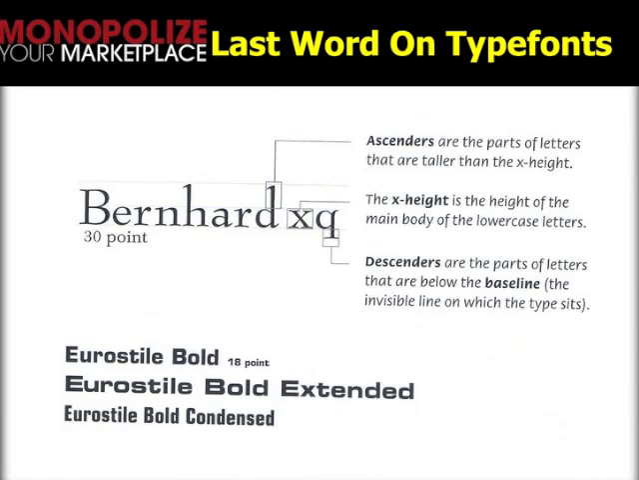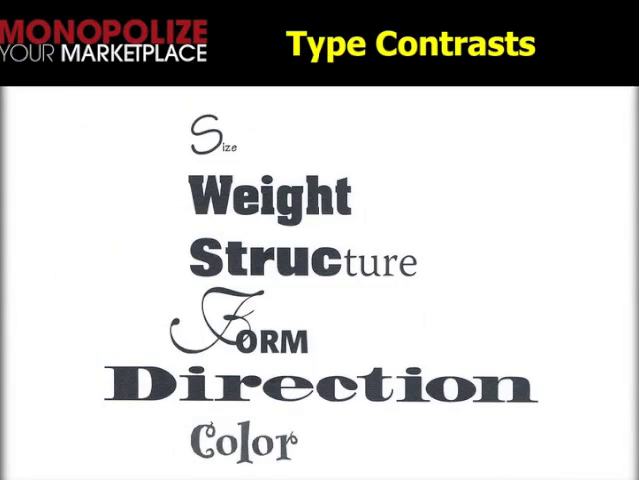Last words on type fonts, then we'll get into some examples. Ascenders, the parts of letters that are taller than the x-height. X-height, the height of the main body of lowercase letters. Descenders, things that go below, okay? That's probably pretty obvious. So just for your information on that: type contrast, size, weight, structure, form, direction, and color. And I think actually what we're going to do is pause here, and we'll pick this up later when we come back to this next month for part 2 of this conversation. We'll talk about type contrast.